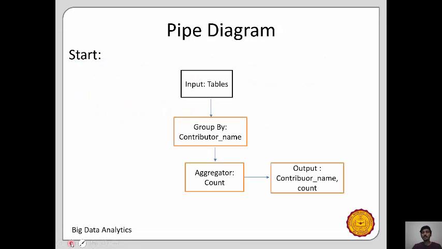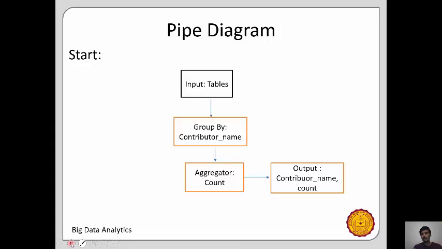Before going further, let's see a pipe diagram of how our data interacts with the Hive tool and the query is processed. First the batch views are done, the data is stored into external tables, and now the tables are given as input. Once the tables are given as input, we group the data by contributor name. The data can be like contributor name, as we saw with Reese, and the number of times contributed.